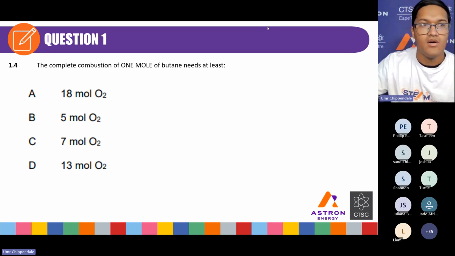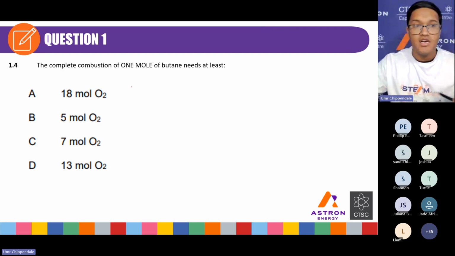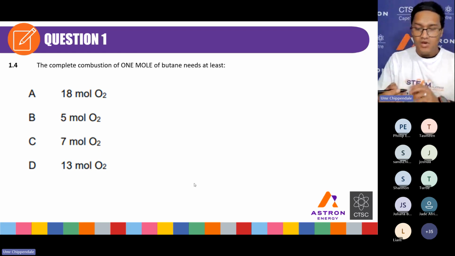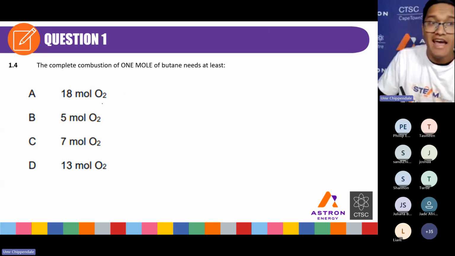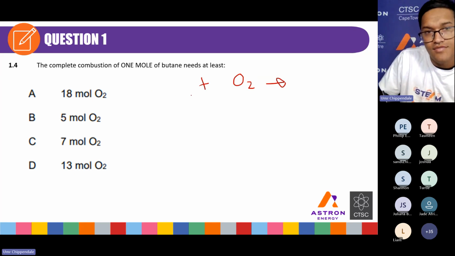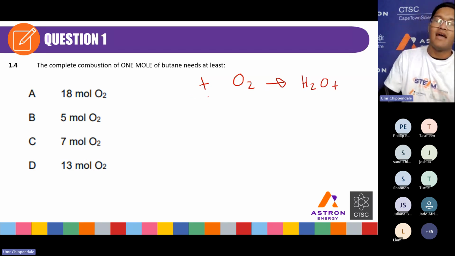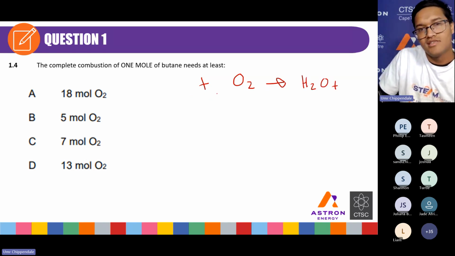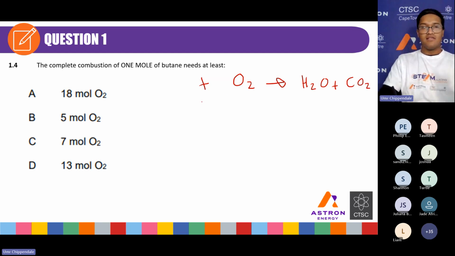Okay, so now in order to answer this, whenever they speak of a combustion reaction, remember a combustion reaction is always an alkane that is added to an oxygen, which is O2, the oxygen molecule, and that will always give you a water molecule, which is H2O, added to carbon dioxide, which is CO2, right? So that is the general formula for a combustion reaction.